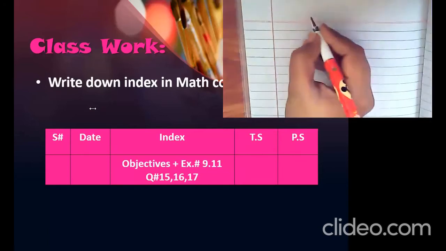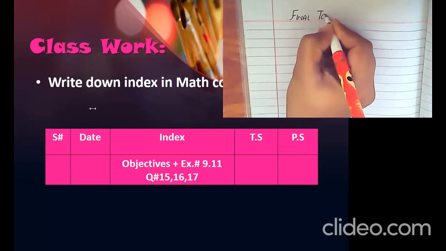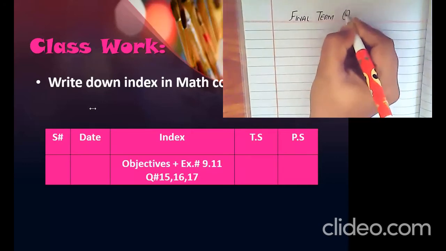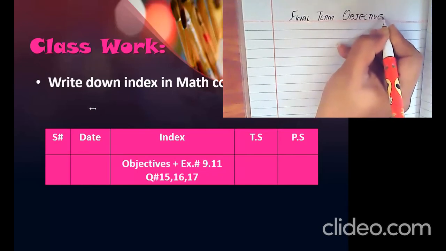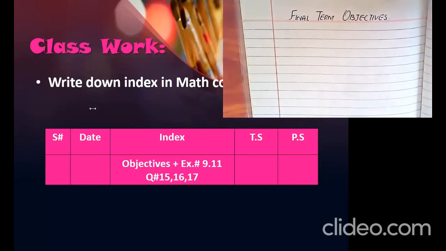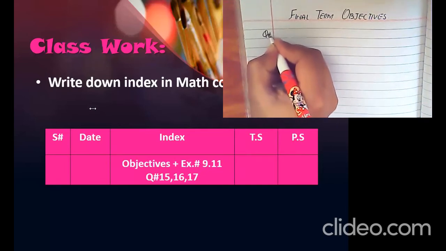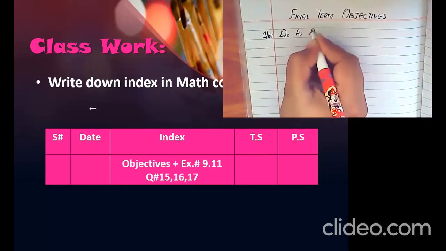So right here, the heading: Final Term Objectives. Everyone, write down this heading, Final Term Objectives. Then just write down the question only one time, that is, do as directed.